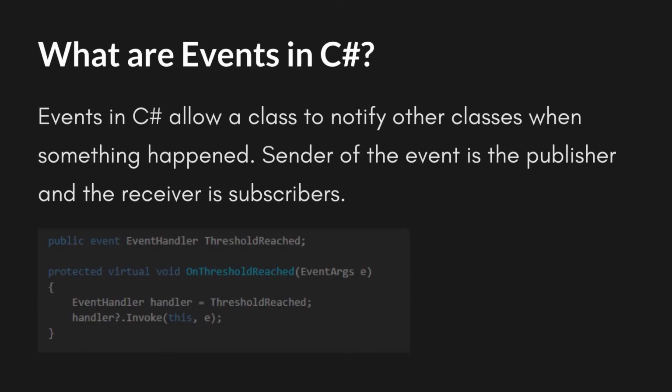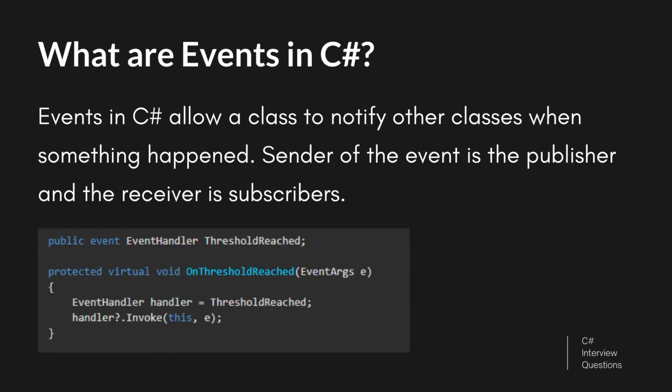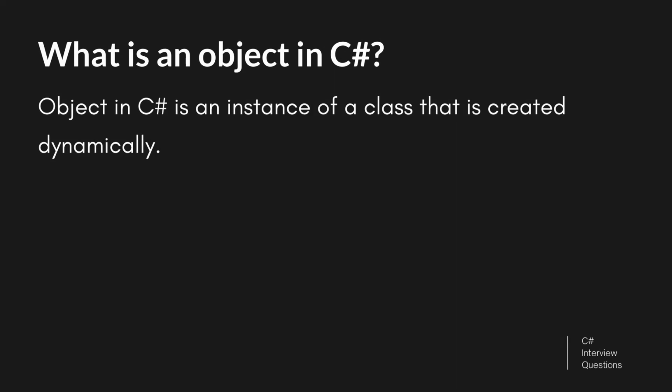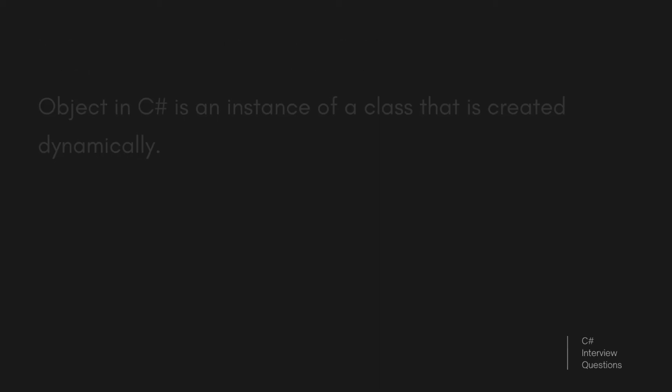What are events in C#? Events in C# allow a class to notify other classes when something happens. The sender of the event is the publisher and the receiver is the subscriber. You can see an example of an event here. What is an object in C#? An object in C# is an instance of a class that is created dynamically.